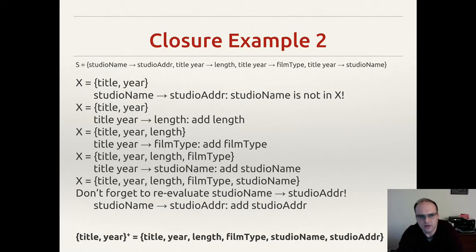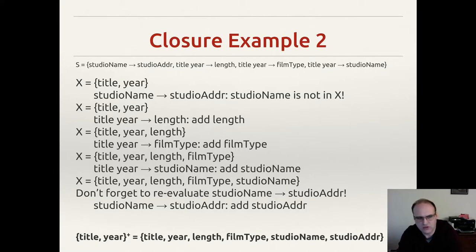So now let's move on. X hasn't changed, it's still title and year. This time we're looking at the functional dependency of length on title and year. And that is true. Length is dependent on both title and year. So we can add length. So now we have title, year, and length. We're going to do the same thing for film type. Film type is also dependent on title and year. Title and year, as before, are still in X. So we can go ahead and add film type.